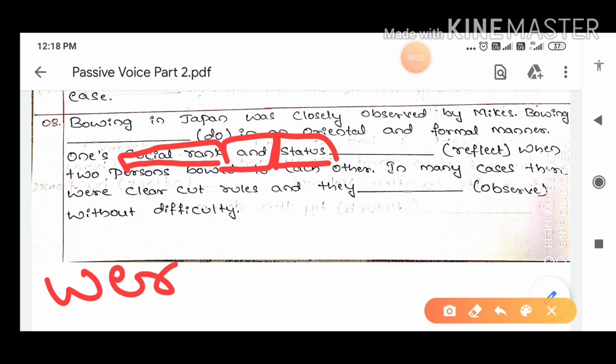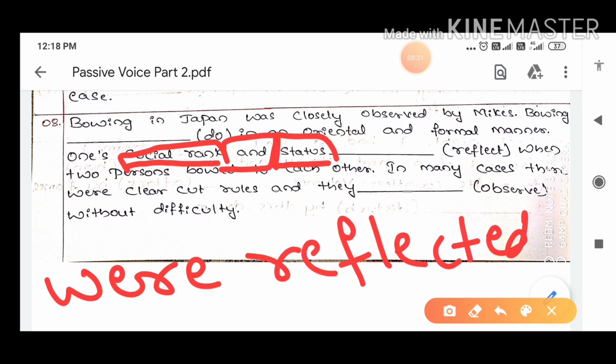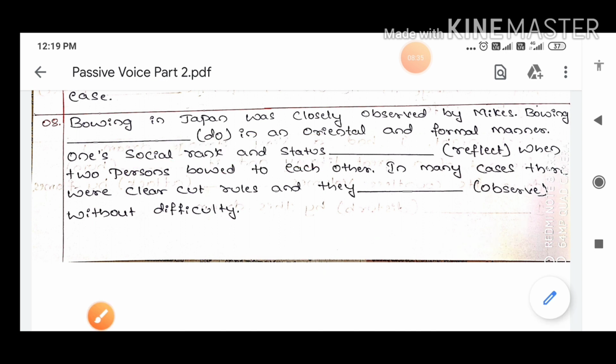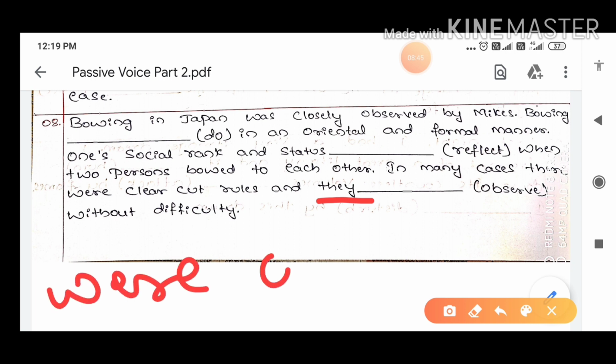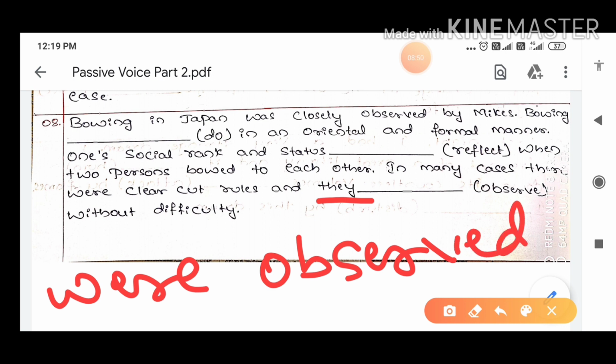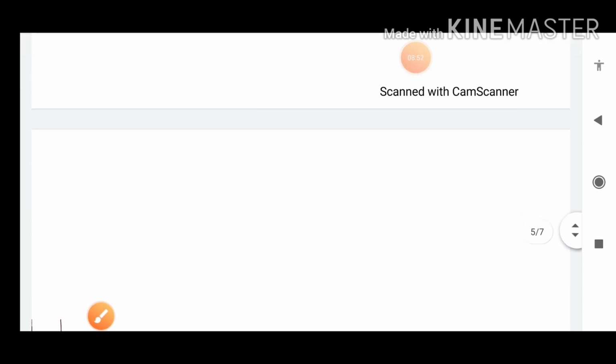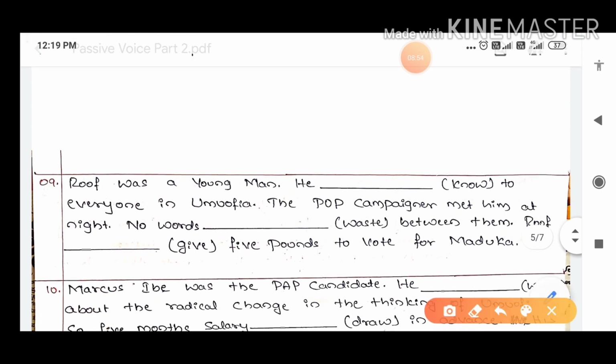So social rank and status were reflected when two persons bowed to each other. In many cases there were clear-cut rules, and they stands for plural, so we make use of were observed without difficulty. So now let us move on to the 9th example.